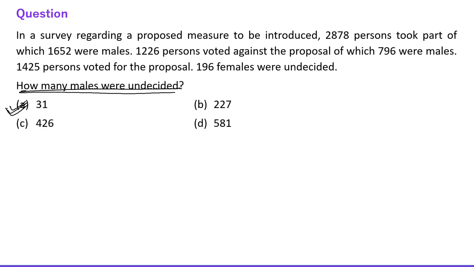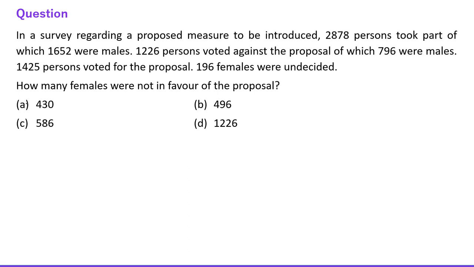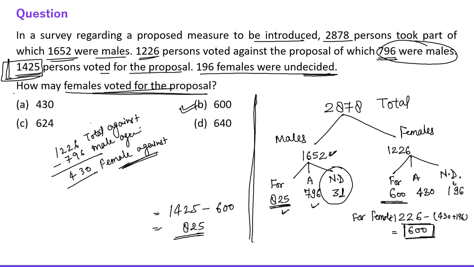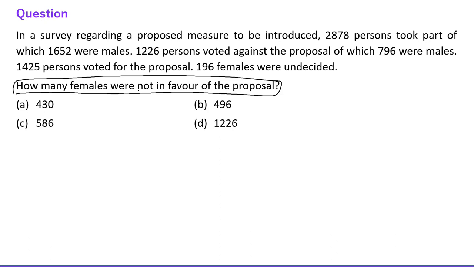Okay. Next question. How many females were not in the favor of the proposal? Let me show you the figure. Females were not in the favor, I mean against the proposal. Female against, this is 430, right? How many females were not in the favor of the proposal? This is 430. All right, everyone, the answer is 430.